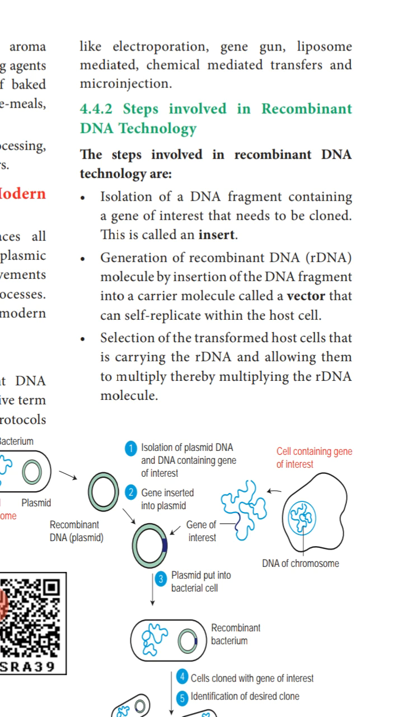So now what we have done is we have inserted the desired gene into an organism. That desired gene we have introduced inside the vector, so we are getting a recombinant. That recombinant we have introduced inside a host cell and we are allowing it to multiply. As a result, we will get cells with the recombinant DNA.